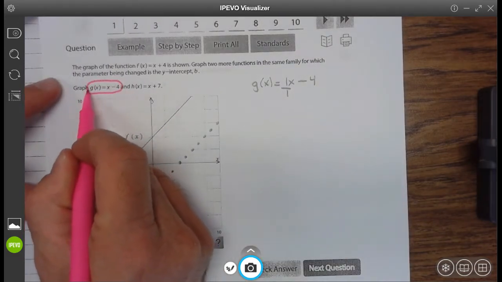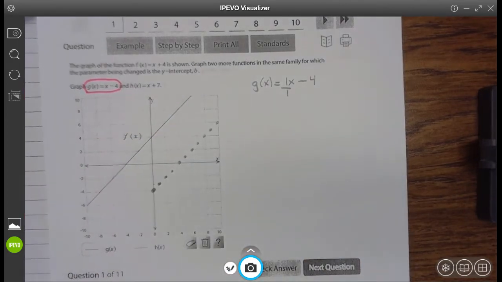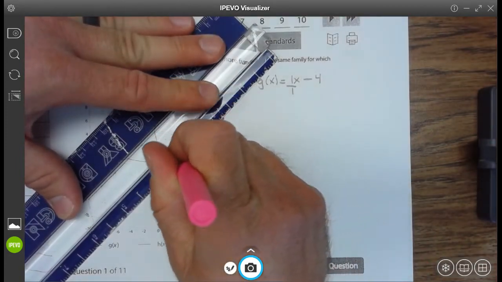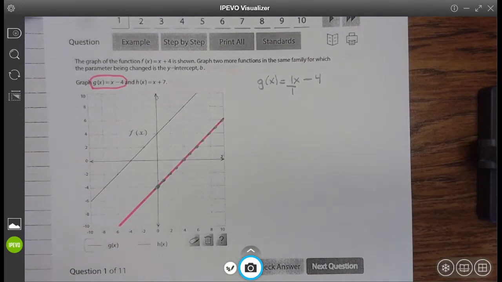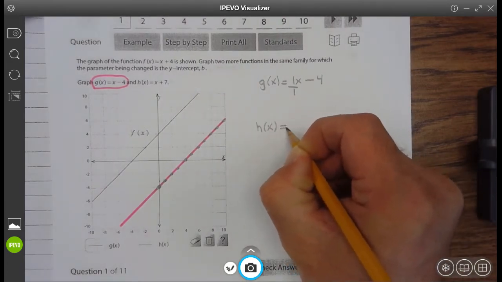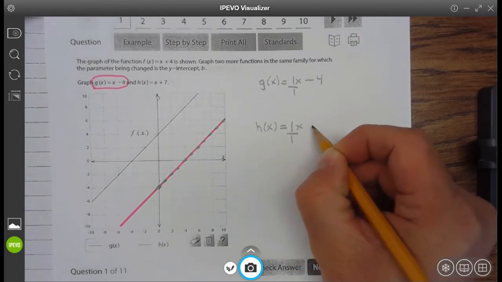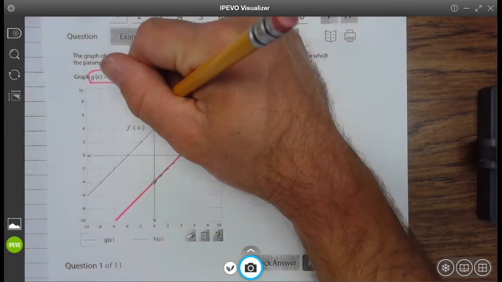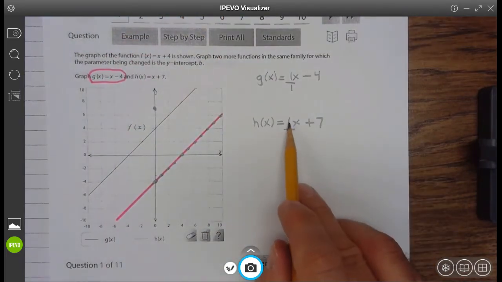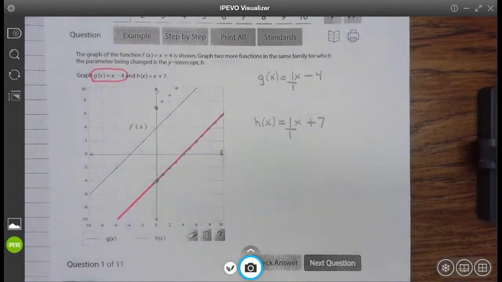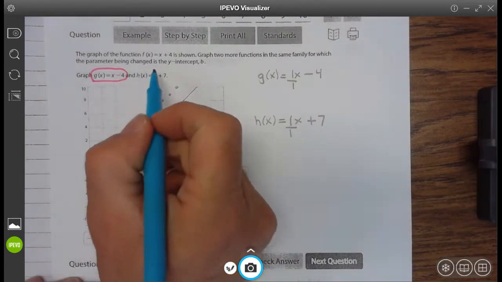in pink. All right. Now we have h of x equals, again, x plus 7. Now the y-intercept is at plus 7, so plus 7 is right here. And again, we're going up 1 to the right 1. So up 1 to the right 1, up 1 to the right 1, up 1 to the right 1. All right, and let's go ahead and graph h of x in blue.